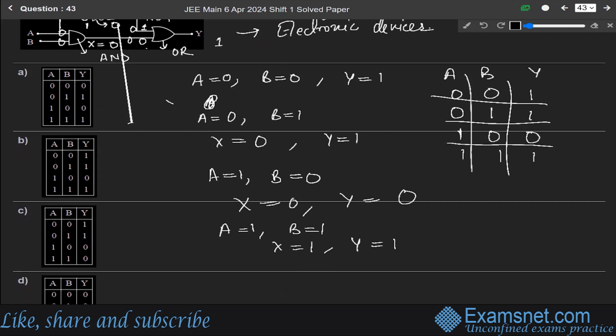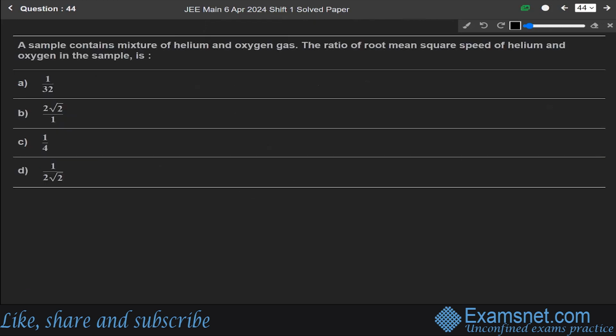So from this option 0 1 0 1, this is not 1 1 0 1 0. So option B is the correct answer. Okay, now next question 44.